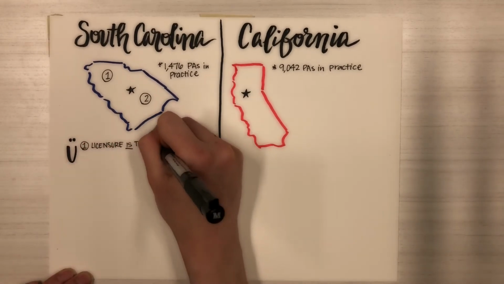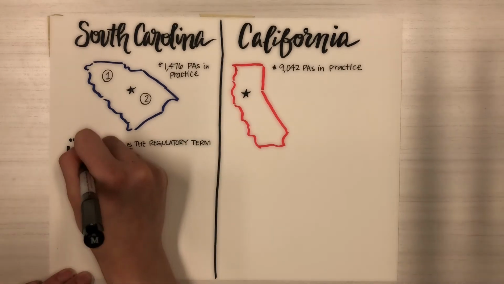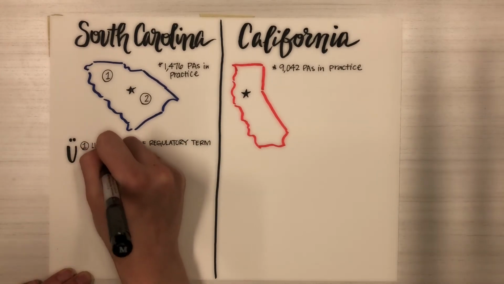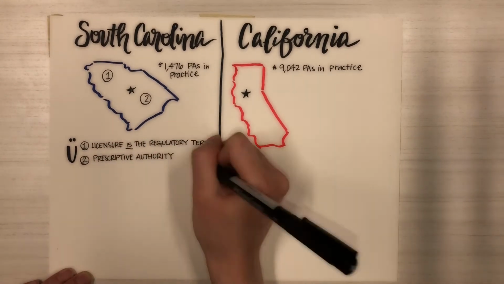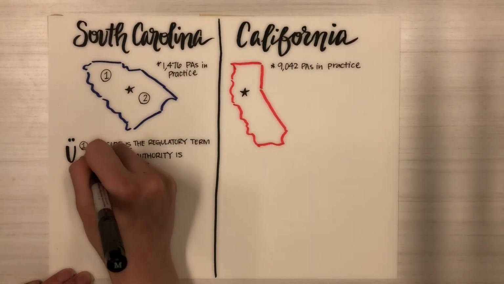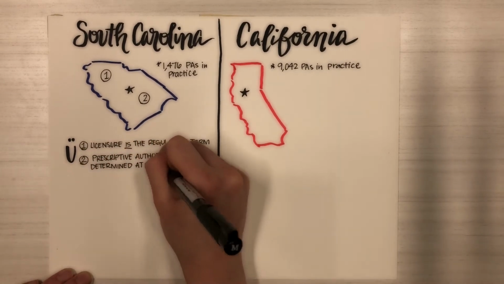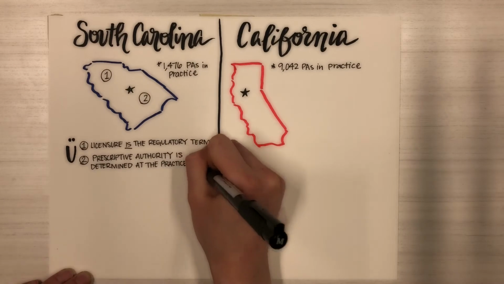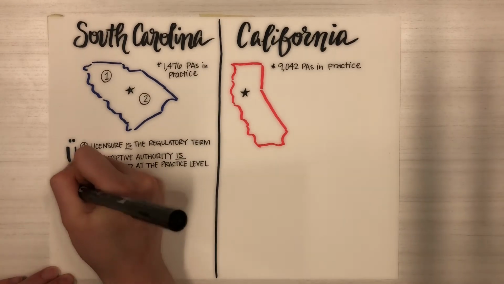The first key element that South Carolina has adapted is licensure as the regulatory term. The second key element that South Carolina has adapted is prescriptive authority is determined at the practice level. South Carolina has not adapted 4 of the 6 key elements.